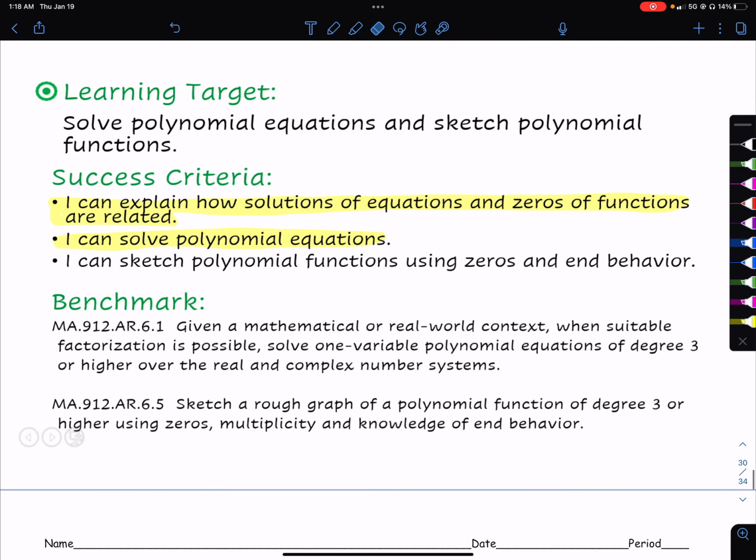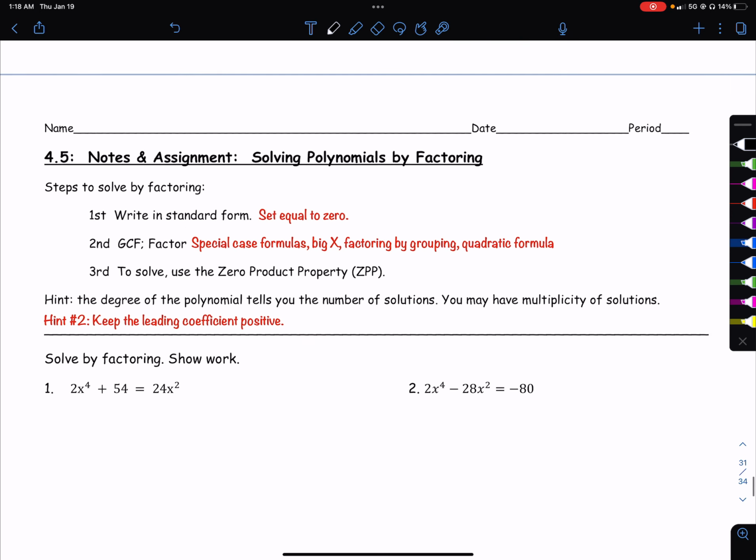Our success criteria that I'm going to focus on today is that I can solve polynomial equations. Here's where we're focusing on today. Tomorrow will be day 2 of this topic, and we'll be looking at how solutions are the x-intercepts. We're not going to get to the graphing part though until after we finish this test. So even though I have that success criteria highlighted, it does not fully show to us until we get to graphing. All right, so let's go ahead and get started.